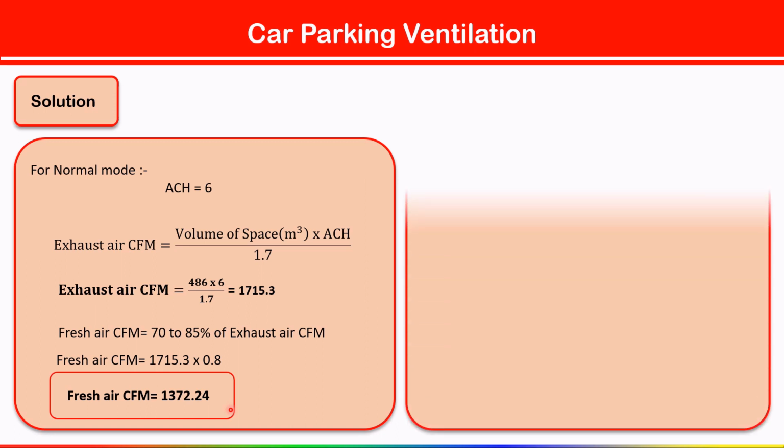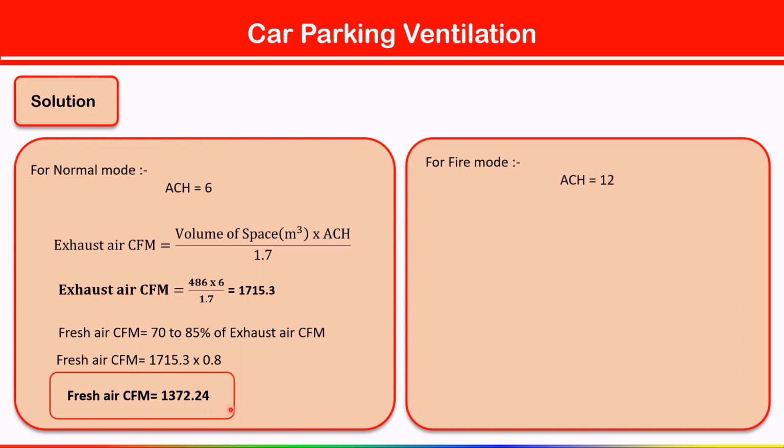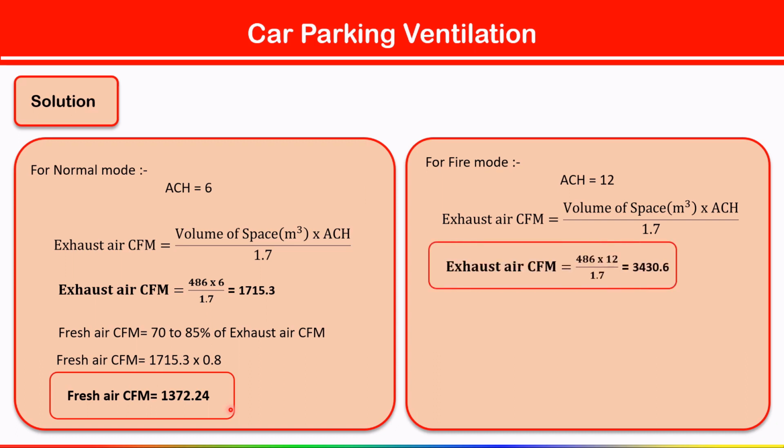Suppose there is a fire mode. For fire mode, what ACH value do we have to take? 12, meaning in 1 hour we have to change the air 12 times. Now the same formula we use to find the exhaust air CFM: volume of space in meter cube into ACH divided by 1.7. Volume of space we have already calculated, 486, into ACH value 12, divided by 1.7. So finally you will get the exhaust air CFM.